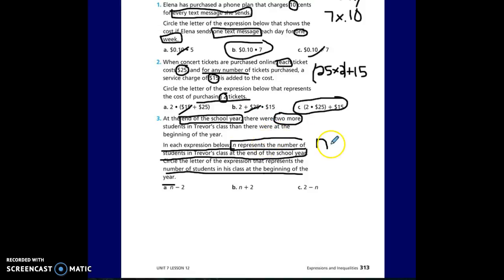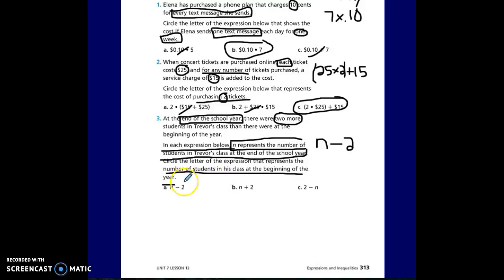So I'm going to do a subtraction. Because if you think about it, this is the end of the year. Let's say there were 27 kids at the end of the year. And at the beginning, if I took 2 away, there'd be 25, right? So basically, I am taking the total at the end of the year and subtracting 2 to represent what there would be at the beginning of the year, which is what the question's asking.